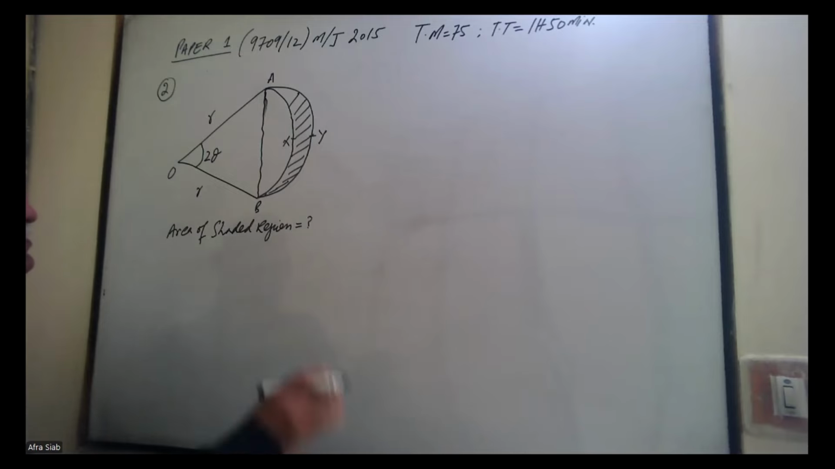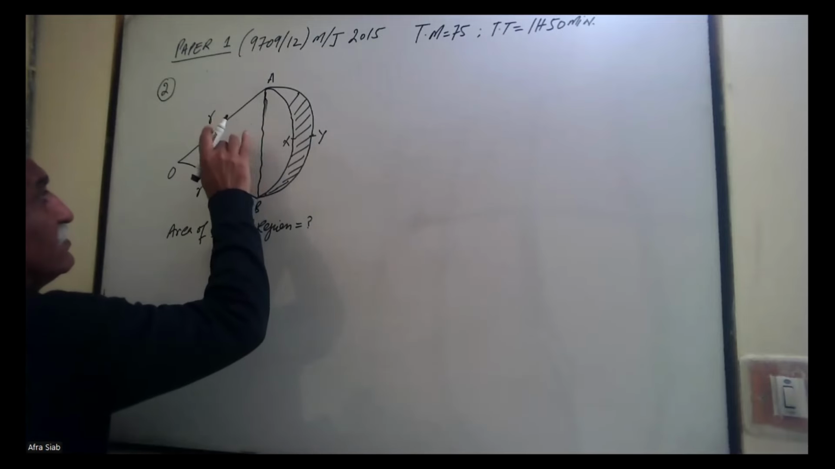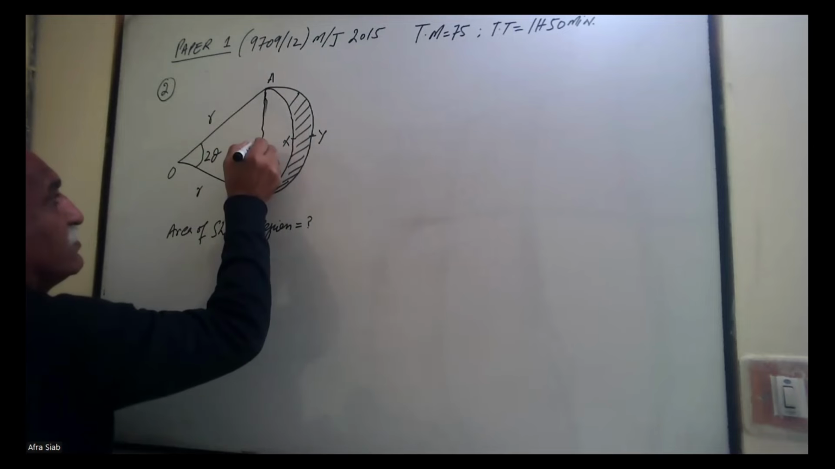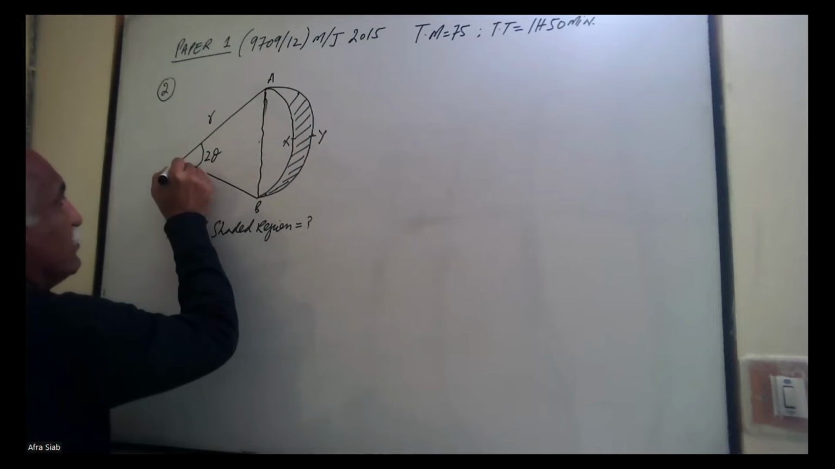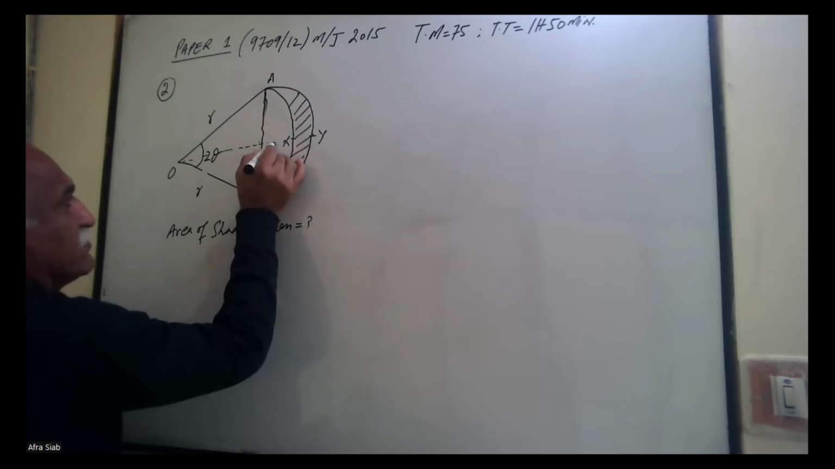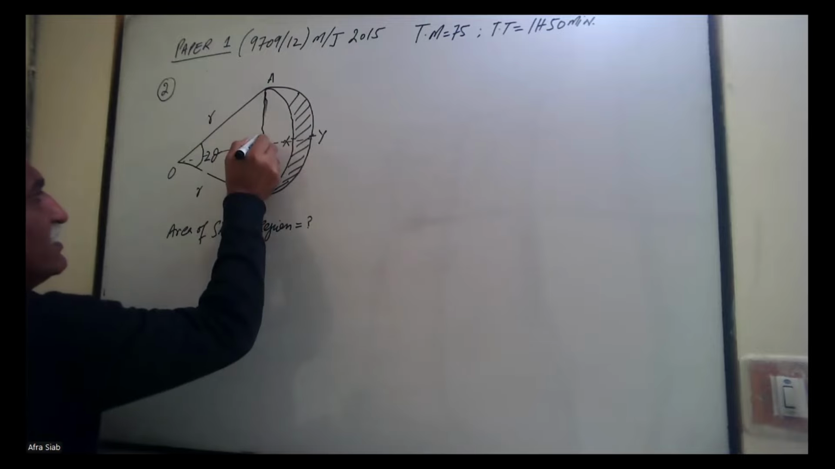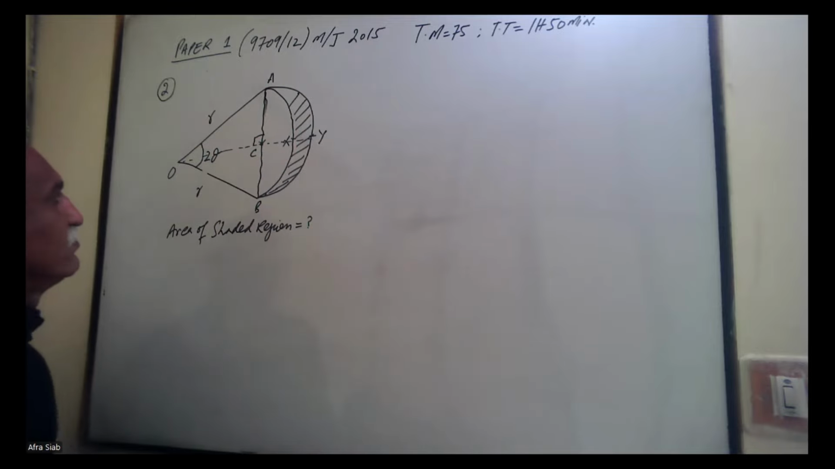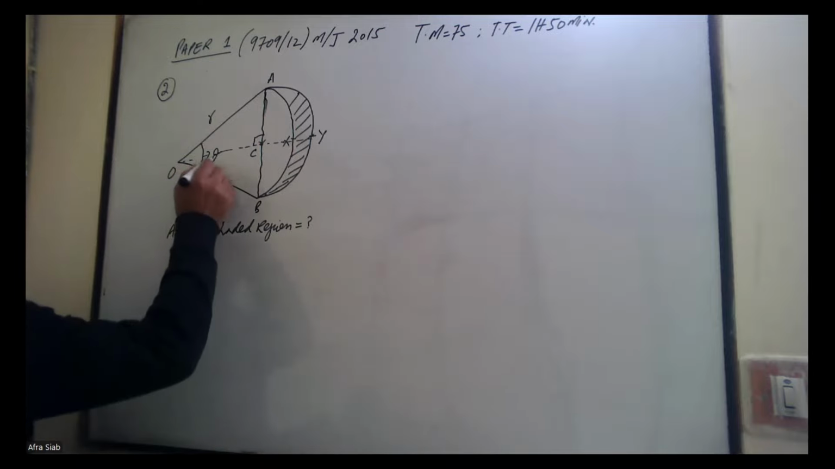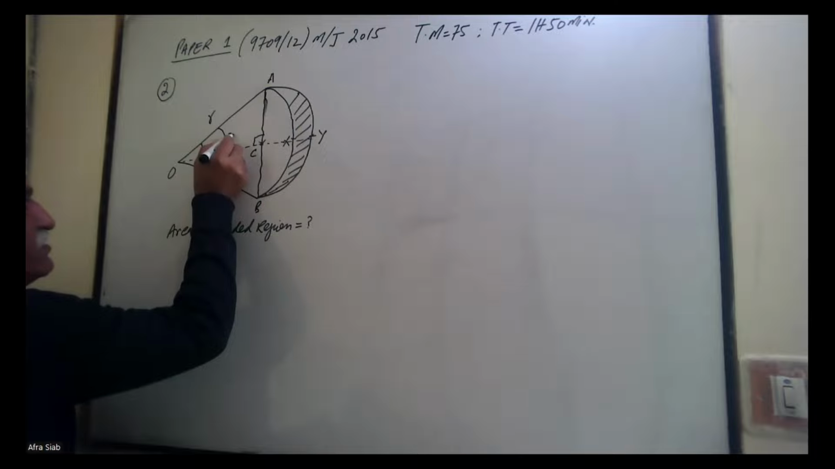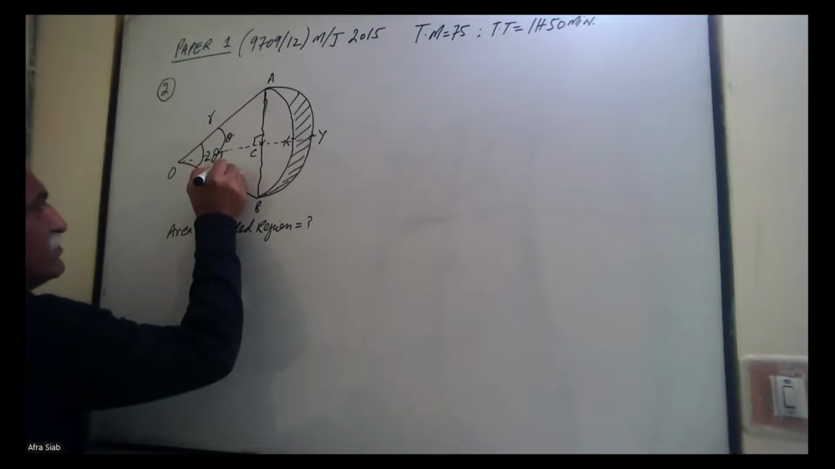We know that this is a semicircle with AB as a diameter. Let's say if we join this with this part, then this is the point C, which is the center of this AB, and it makes an angle of 90 degrees at this point. This 2 theta is going to be split in the form of theta and theta.